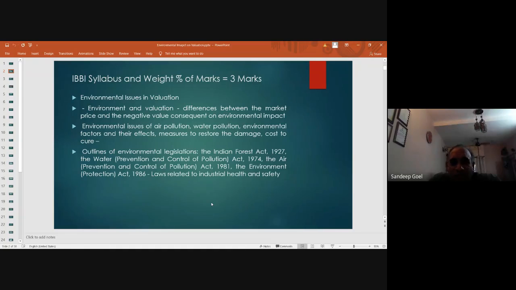So 3 marks questions will be asked in the IBBI from this topic. It may be 3 marks, it may be 4 marks. There is no fixed parameter in IBBI. When the examiner asks you the question, a set of questions is given to you in objective form in online mode. You may assume that 4 or 5 marks questions are there, and in the syllabus there are 3 marks. So it may vary. Don't worry about it. Now you come to the point.